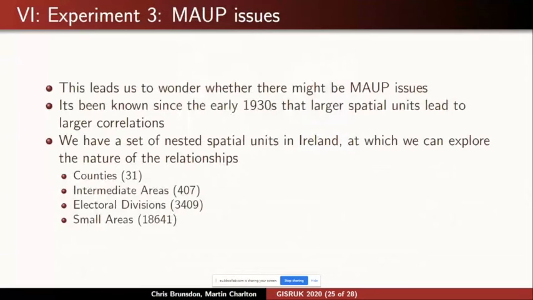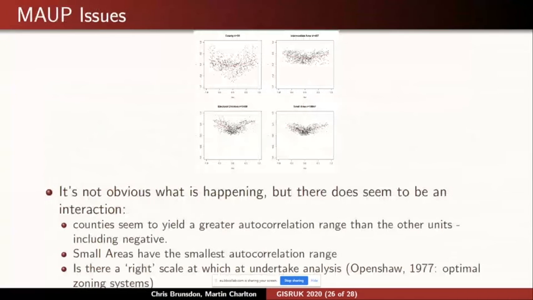That then led us on to, and I'm coming to the end here, some more issues. So that's the 3,409 spatial electoral divisions. We've got a set of nested units in Ireland, so we can explore the same relationships and look at the same patterns for counties, intermediate areas, electoral divisions, and the small areas. That's the official title of them. And when you actually have a look at it, it's not so obvious what's happening.